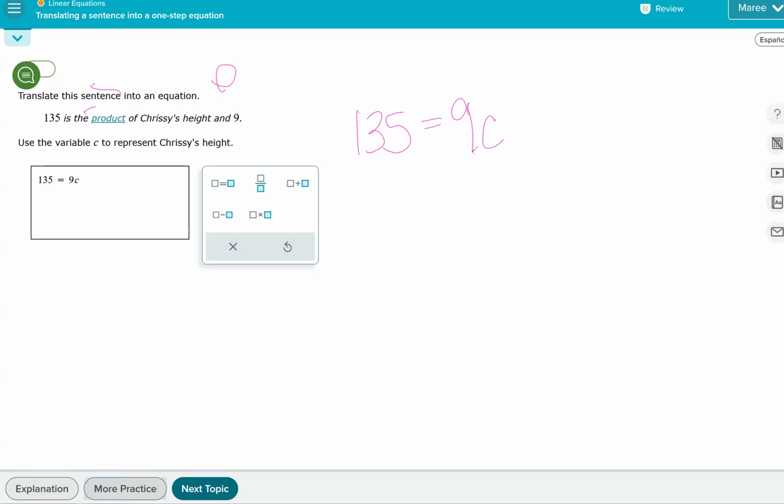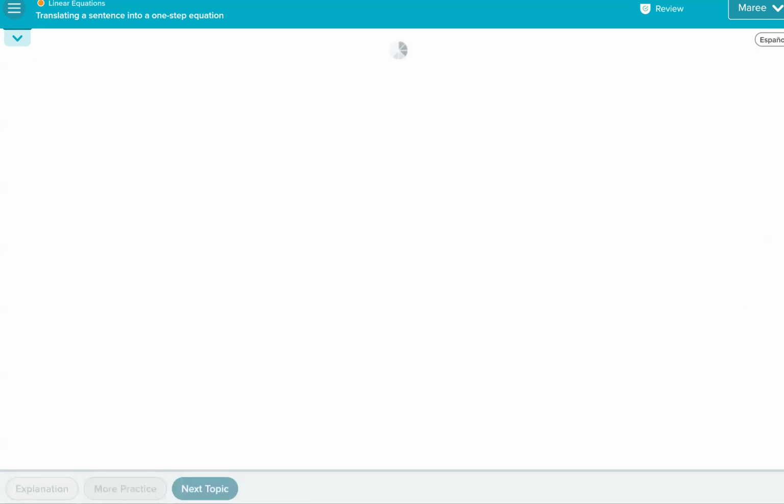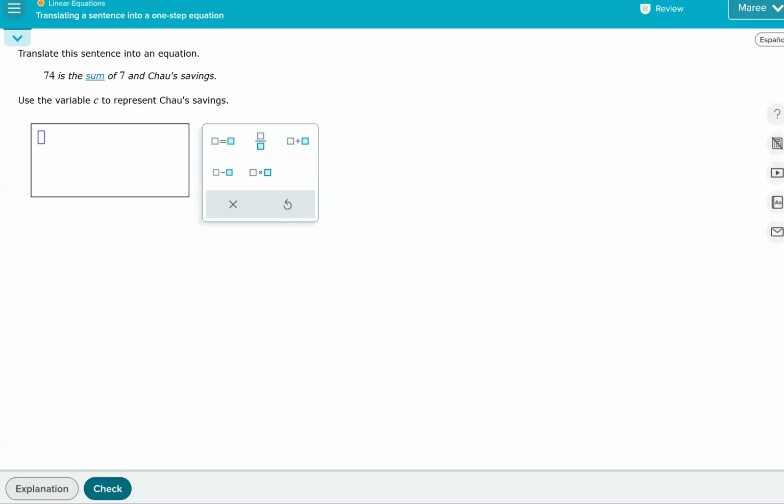Now let's just do one more. I know I've already done 3, but these can kind of be hard sometimes. So now we have 74 is, so that's 74 equals. Now it's the sum. We talked about that before. You look for the and. Sum means plus. So we are adding two things together, the 7 and Chow's savings, which is C. So 74 equals 7 plus C. And that's the end of the lesson.